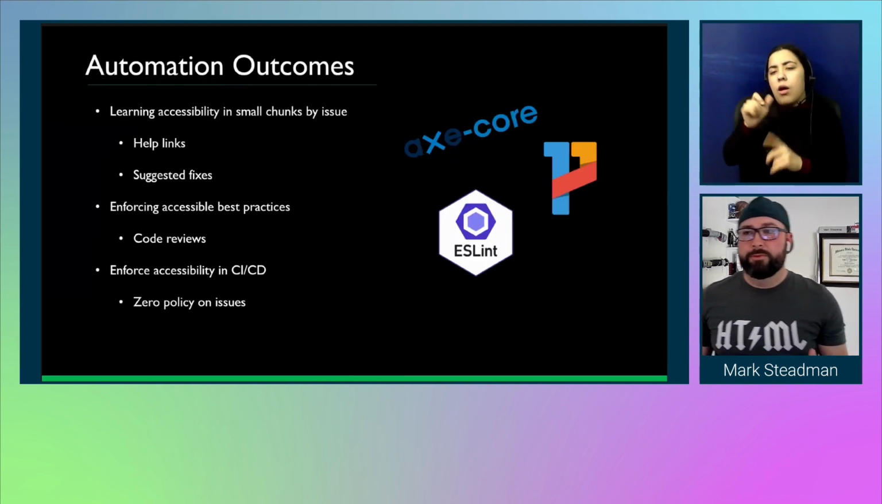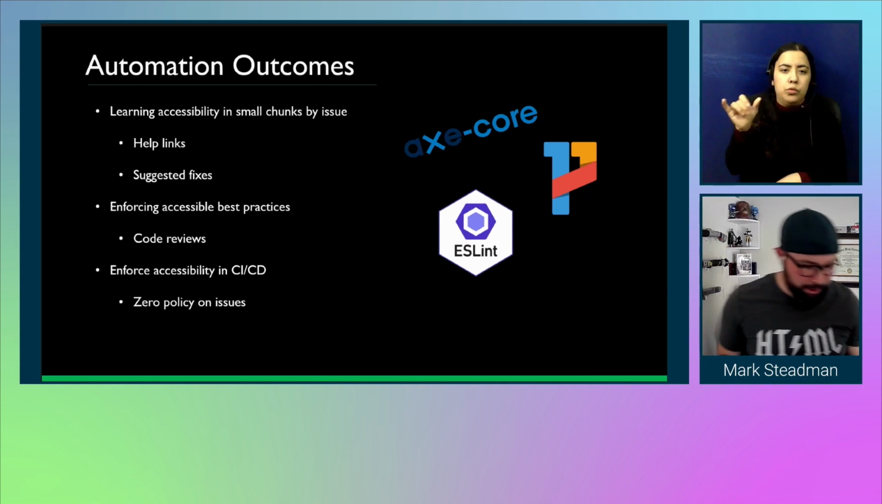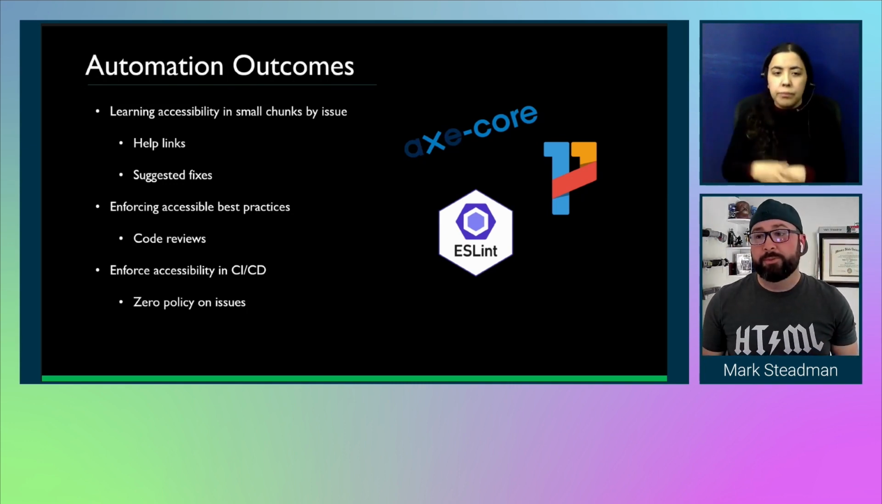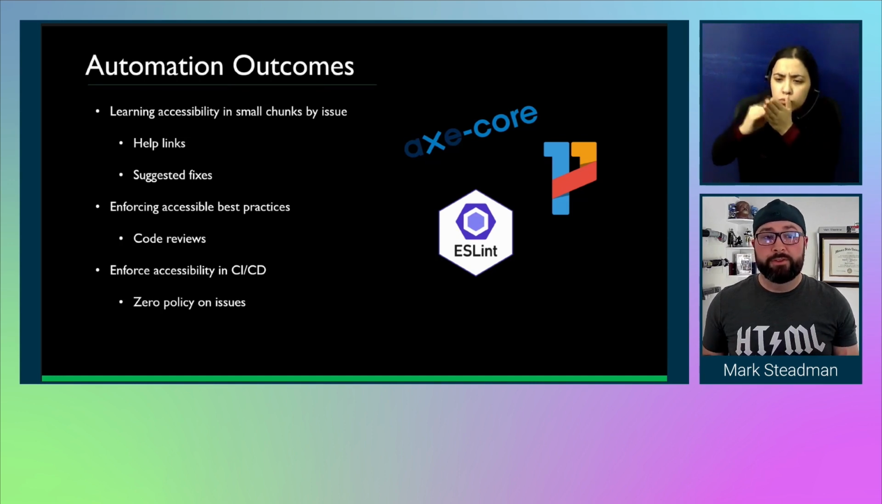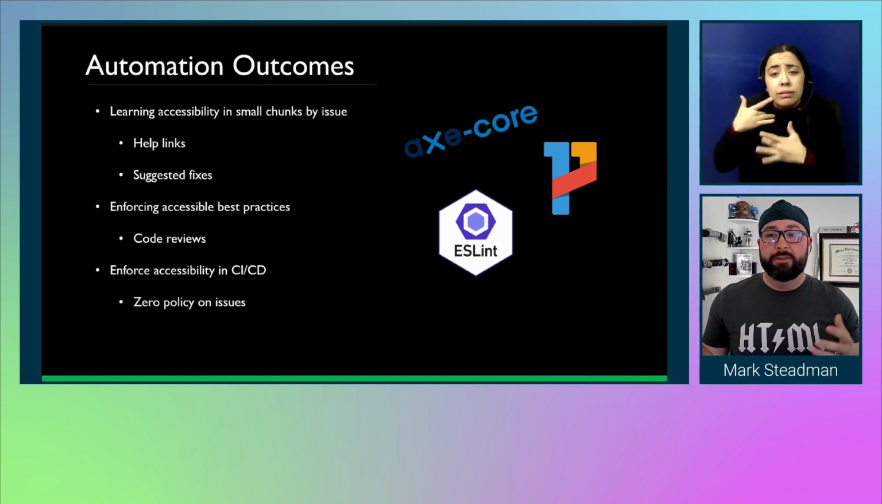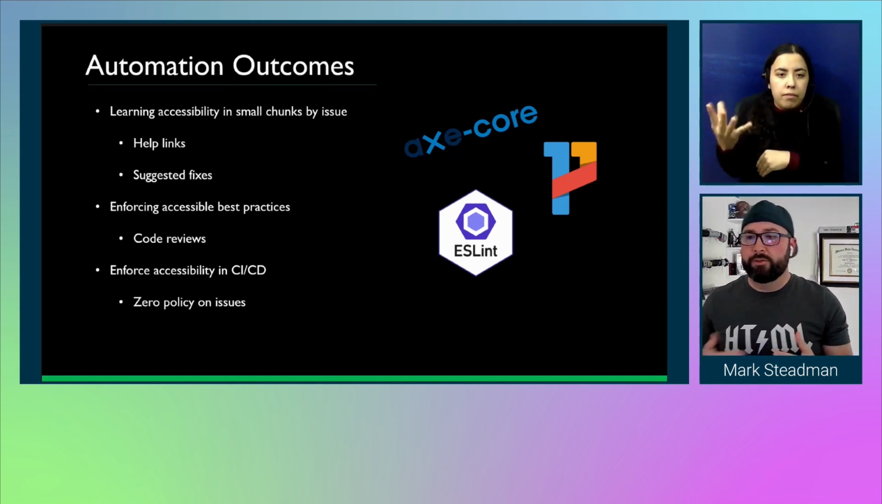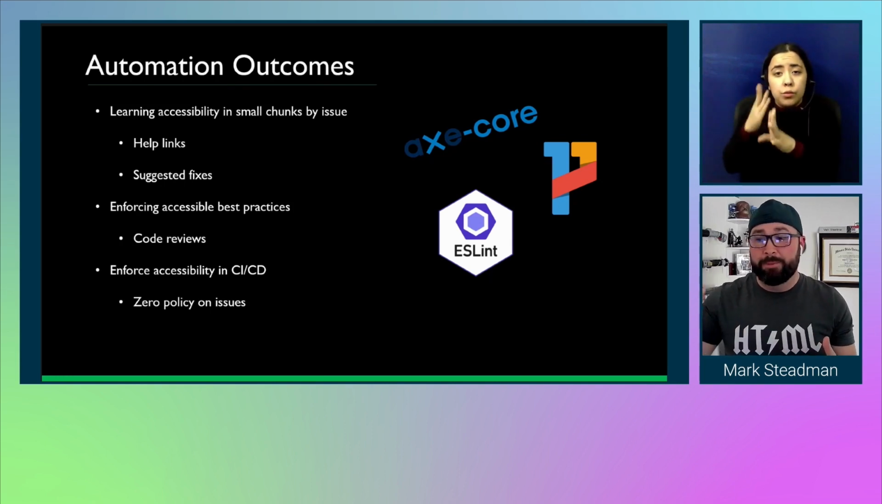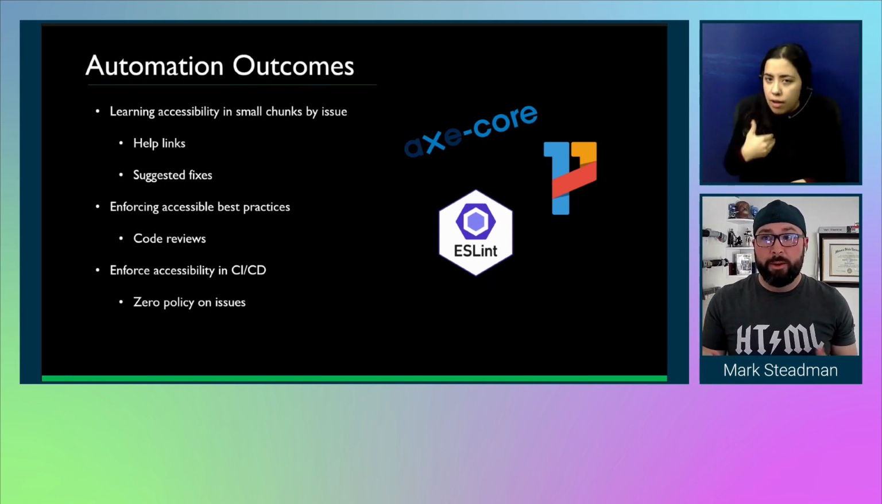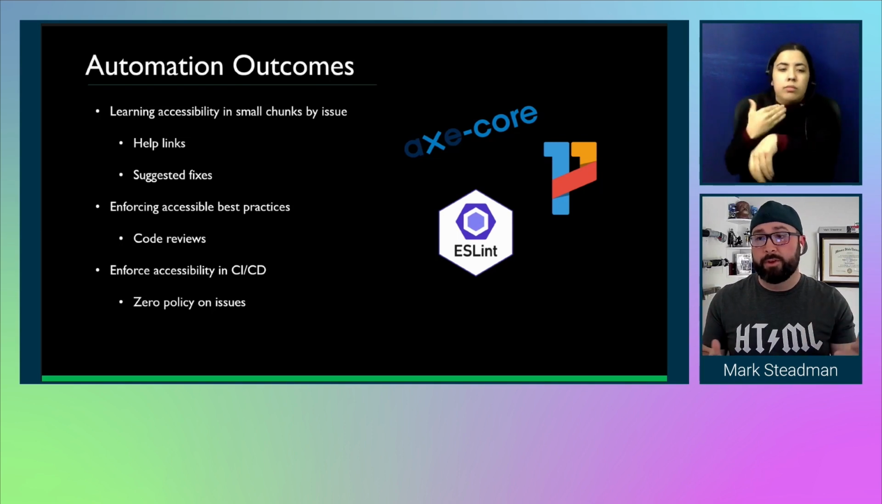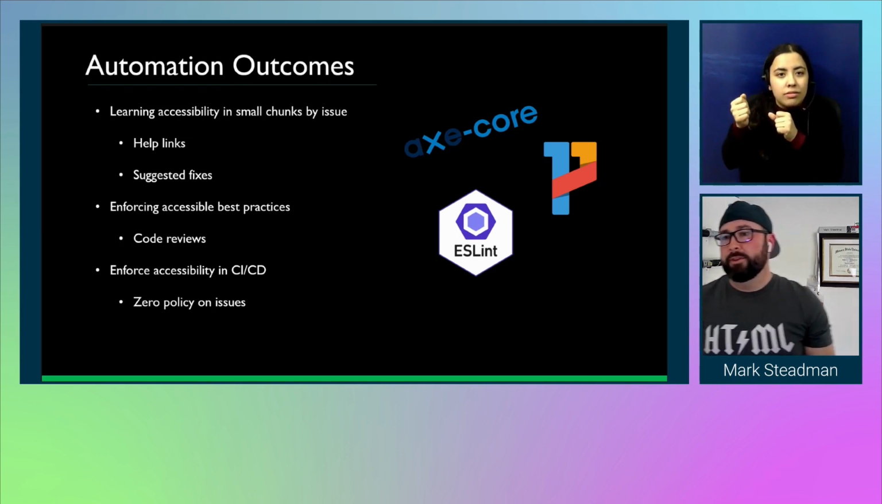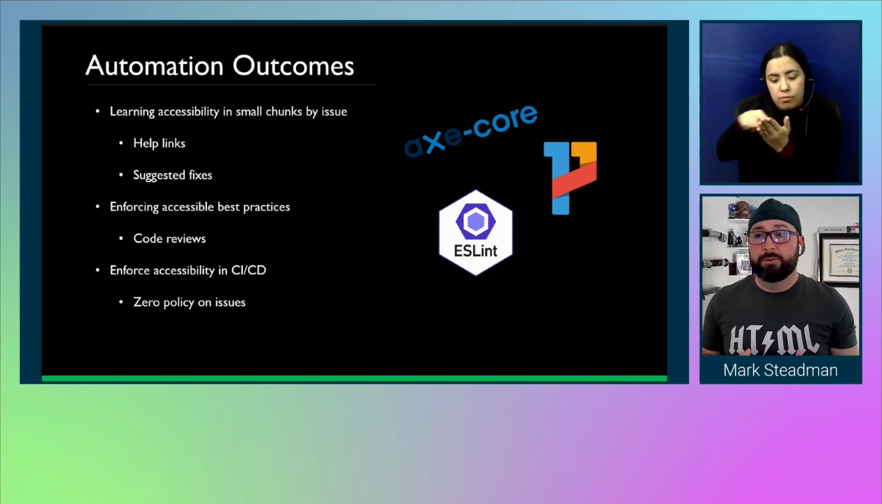So what are the outcomes from using automation, right? The biggest one here is learning accessibility in small chunks by issues, right? Most of these things have help links or suggested fixes that, once the developer starts using this, there's no added time. I'm getting those results right then and there. Boom, boom, boom, boom, boom, right? I'm getting the results back. I can get what I need from accessibility side things, and I'm getting the actual data I need to learn.